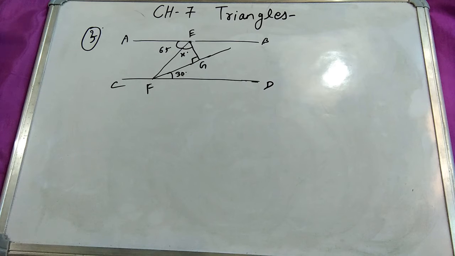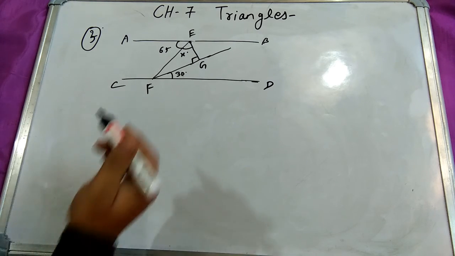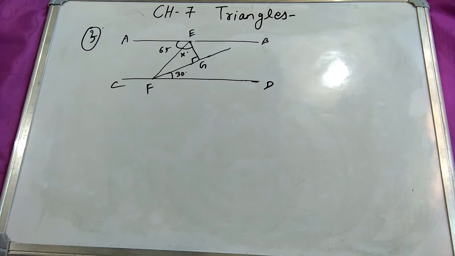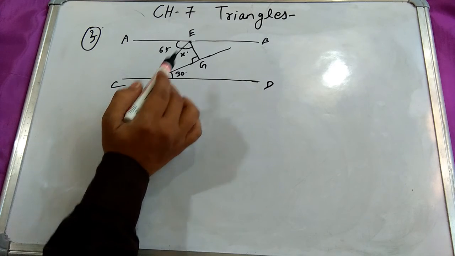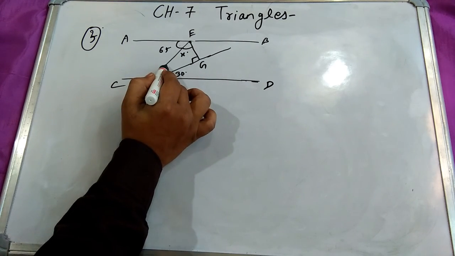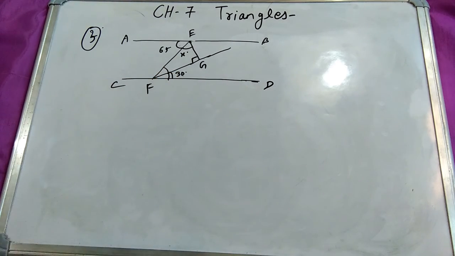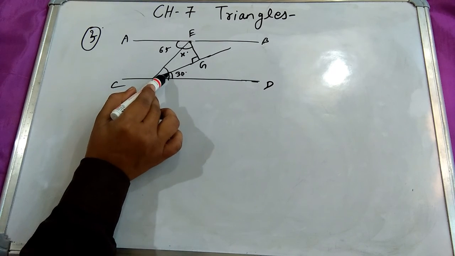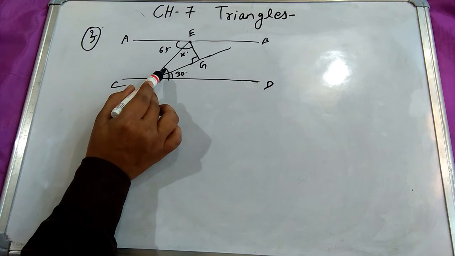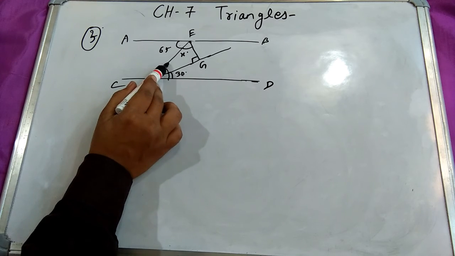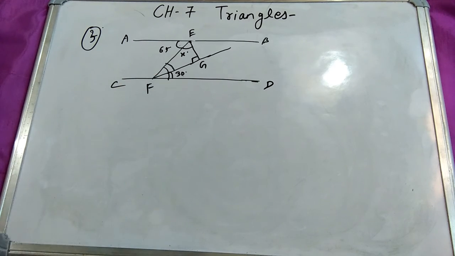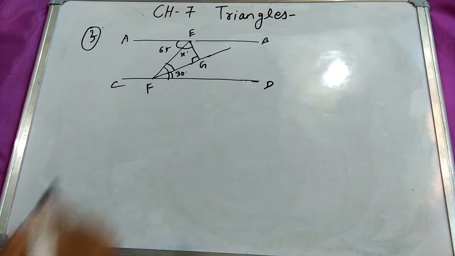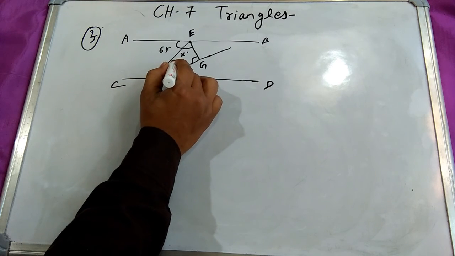Okay, so we have given that AB is parallel to CD. So if AB is parallel to CD, then EF is the transversal. So there is a condition in which these two angles are alternate interior angles. So this 65 is equal to this whole angle 65. Now since this full angle is 65, by subtracting 30 from 65 we find this angle, which is 35. Okay, so this angle will be 35.